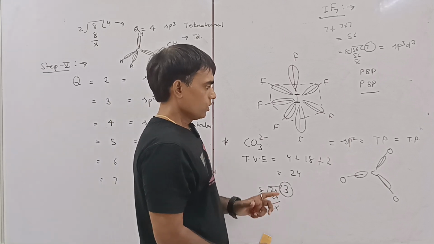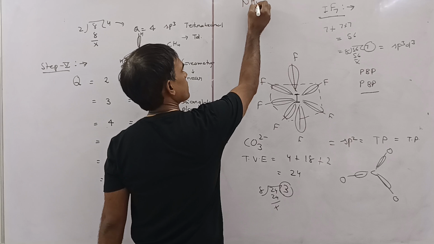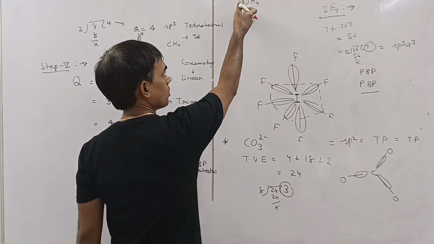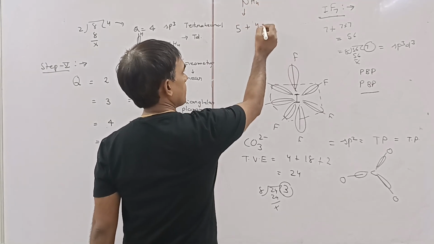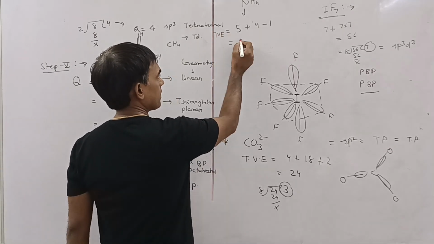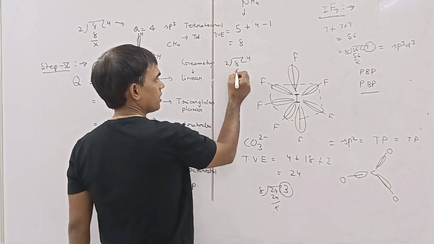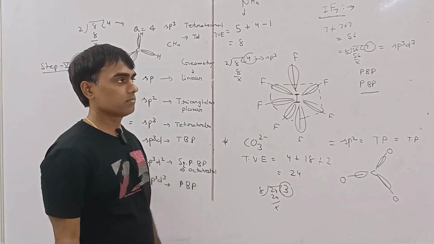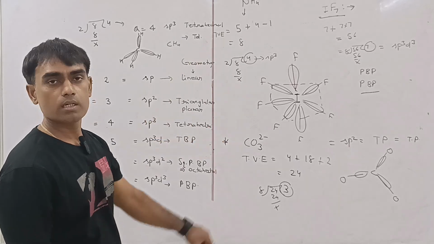So this theory can be applied to cations also. For example, NH4 positive. Nitrogen 5, hydrogen 4, minus 1. Total number of valence electrons comes out 8. Since it is equal to 8, we divide by 2. It directly comes out sp3 hybridization. Geometry is tetrahedral, and the shape will also be tetrahedral.